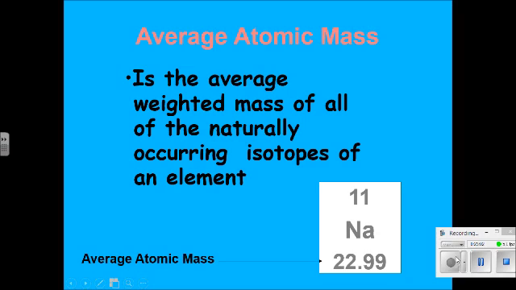If you take a random sample of chlorine, then on average, between all the 35 and 37 isotopes, it will weigh 35.45. If you look at sodium, the number comes in at 22.99. So we can assume that the most common isotope will actually weigh 23. Again, the protons and the electrons are not impacted with isotopes. The only thing that's impacted is the amount of neutrons.